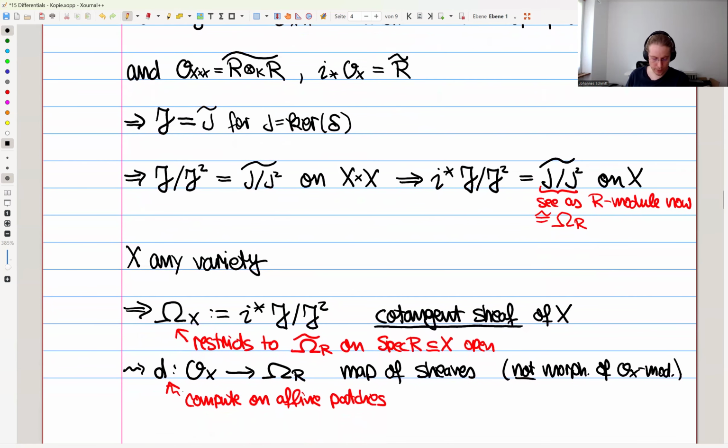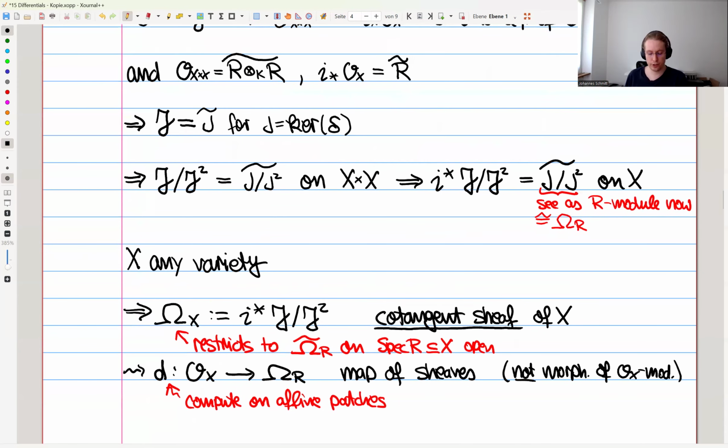And then all these D maps, which go from O spec R to the omega R tilde, these all glue together then to give a map of sheaves from O X to omega X. This is kind of the differential. And this is a map of sheaves, again, is not a morphism of O X modules. And so this is the fully general definition of the cotangent sheaf. And then in the next video, we're going to see that we can now make a connection between the property of X being a smooth variety and the property of this sheaf being locally free.